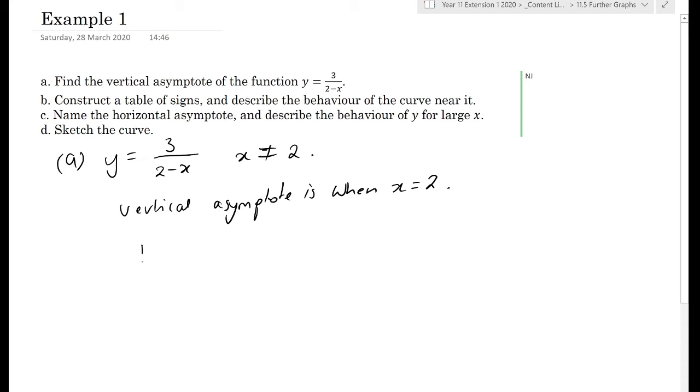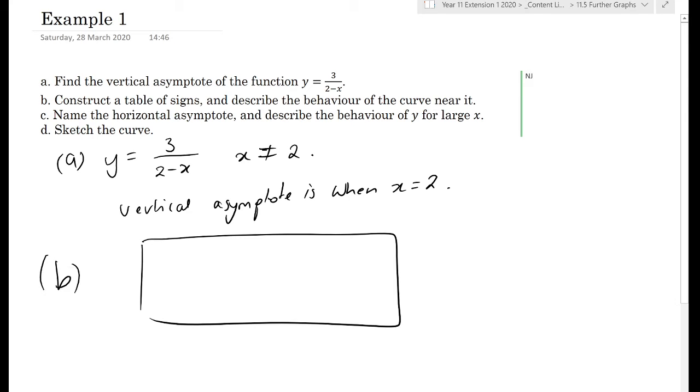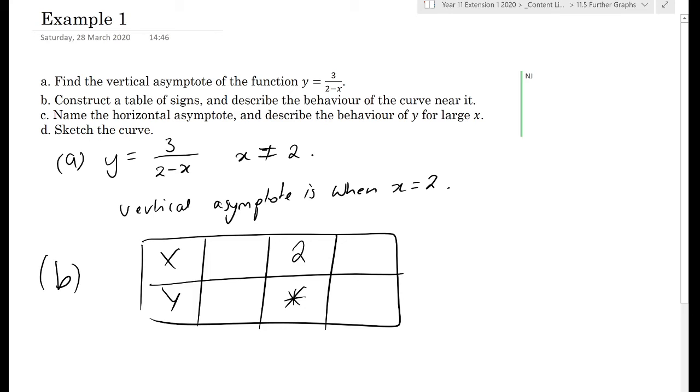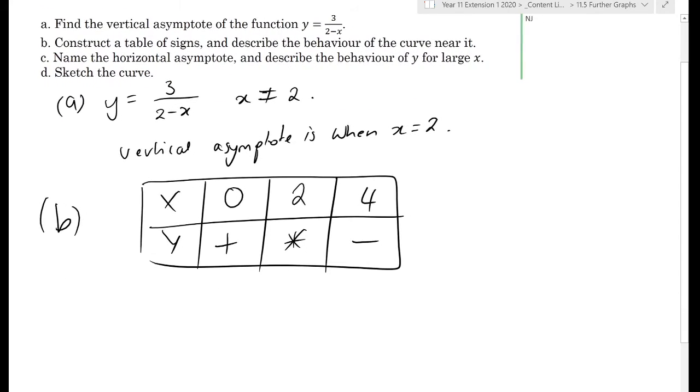Table of signs, just like a table of values. For this one, we only need 4 parts. We need the asymptote, so 2, and we need something either side of it to check what happens. We don't care about the actual value, we just care about what the sign is. Substituting 0 into y is equal to 3 over 2 minus x, we get 3 over 2, so that is positive. Putting 4 in, I get 3 over 2 minus 4, which is 3 over negative 2, so that one is negative. Positive divided by negative is negative. So that's my table of values.